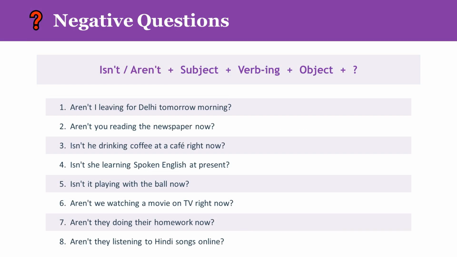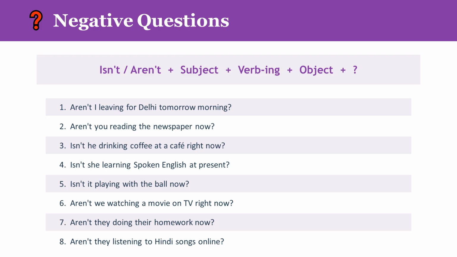We can also form negative questions using the present continuous tense. The structure uses the contracted negative form. Isn't or aren't, plus the subject, plus the verb with ing, plus the object and a question mark. Here are some examples. Aren't I leaving for Delhi tomorrow morning? Aren't you reading the newspaper now? Isn't he drinking coffee at a cafe right now? Isn't she learning spoken English at present?